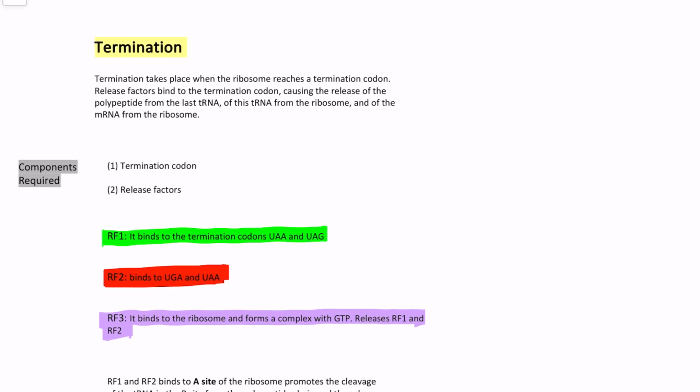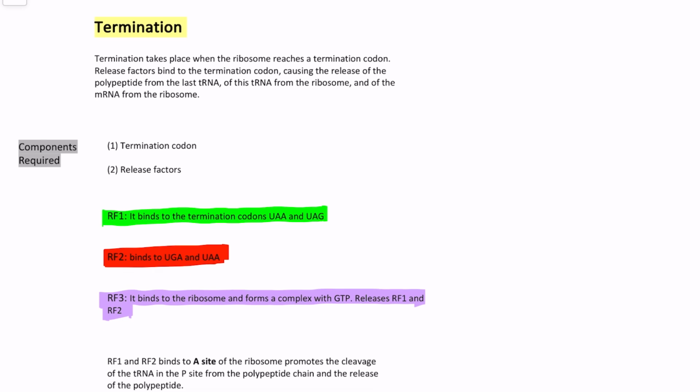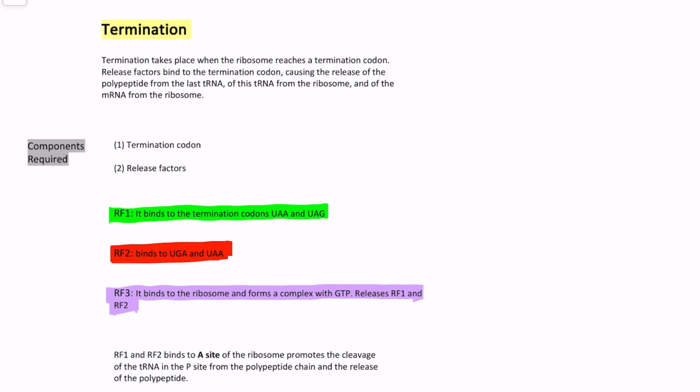Termination takes place when the ribosome reaches the termination codon. As I have told you the initiation codons earlier, there are basically three termination codons which do not code for an amino acid. The three codons considered as termination codons are UAA, UAG, UGA, right? And the other names for these are ochre, amber, and opal, right?